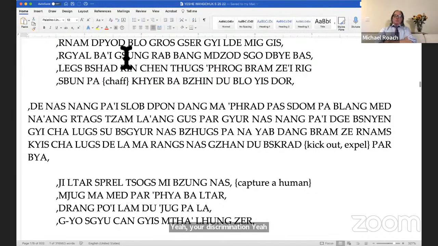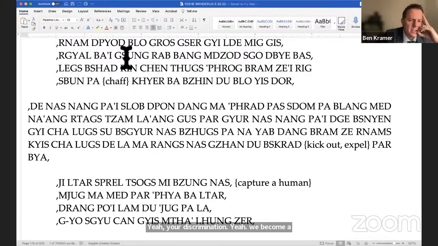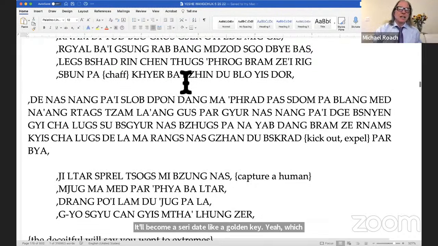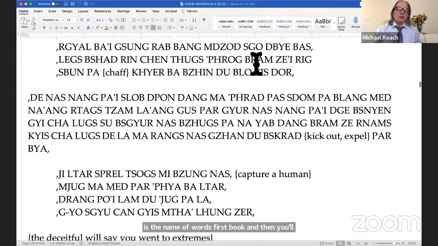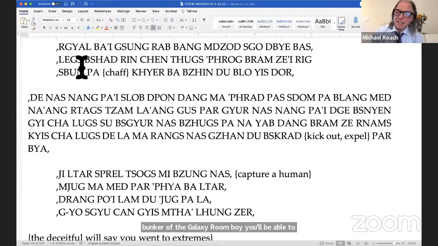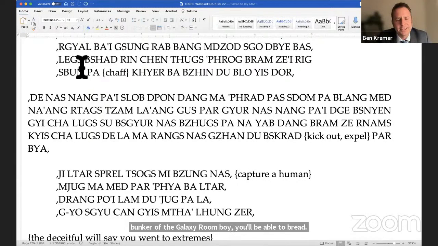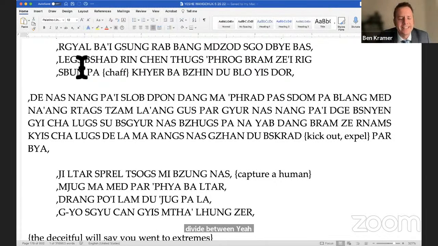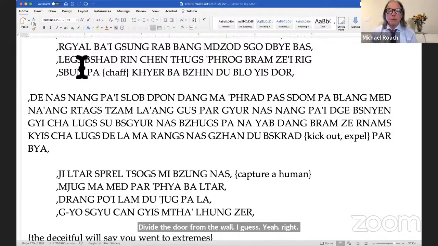will become a Sergi Demi, like a golden key, which is the name of Word's first book. And then you'll be able to yewa the goal of the bangta of the Galley Syndrome. That sounds like some translations I've read. Yeah, sure. Translate of and in and the, and the rest is in Sanskrit. Those are the hardest words, though. Yeah, a divide between. It's a verb. Divide the door from the wall, I guess. Yeah, right. Open the door. You open that bangta.